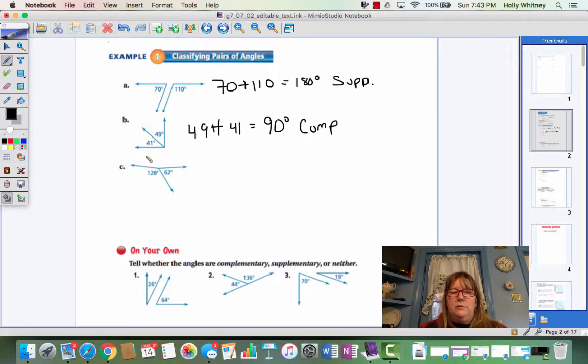In these cases, you're tempted to look at these two angles and say, oh yeah, that's close enough. That looks like it's a 90-degree angle. But unless it has the little square in here that tells you that it's 90 degrees, you actually have to add them to make sure that it is. This one, if we add 128 plus 62, we end up with 190 degrees. So, 90 degrees, that doesn't go there, it goes there. So there is neither.